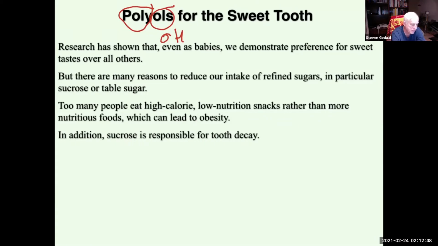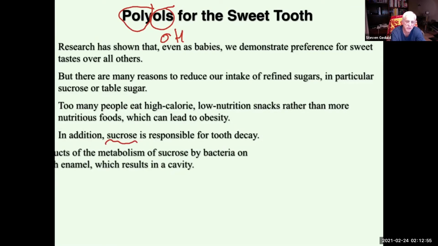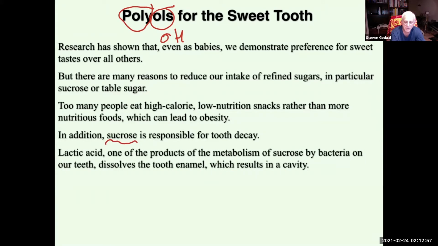Okay. Sucrose is what's responsible for tooth decay. That's a refined sugar. Lactic acid is one of the products of metabolism of sucrose. When sucrose is broken down by bacteria in your mouth, it produces lactic acid. Lactic acid dissolves your tooth enamel. That results in a hole in the tooth, which results in a cavity. So when sucrose gets metabolized by bacteria, it produces lactic acid, and this acid is what dissolves the tooth enamel.